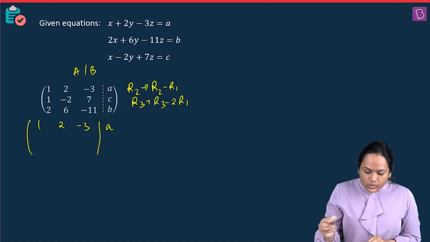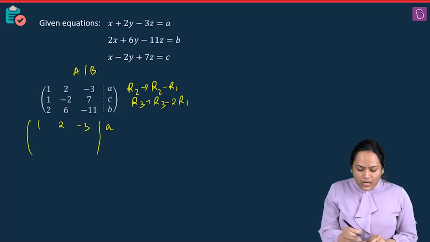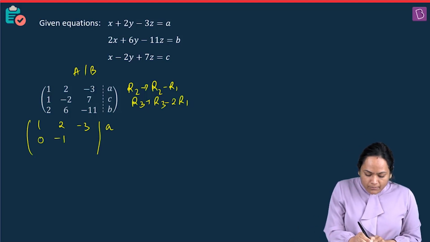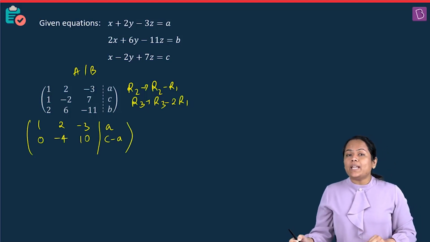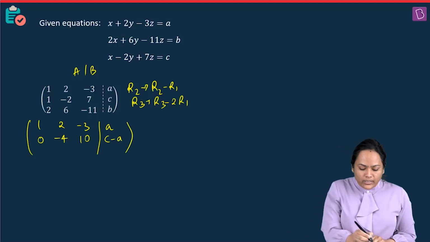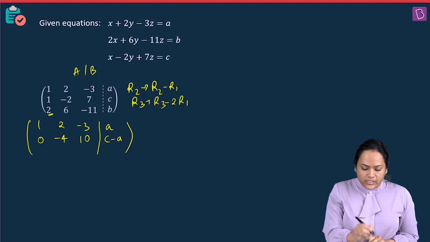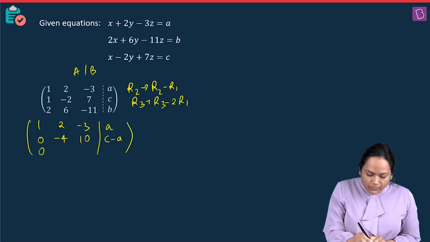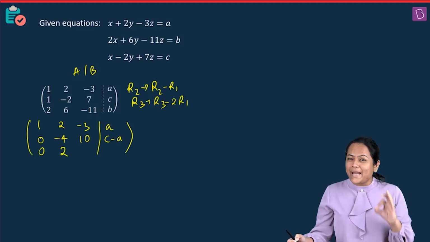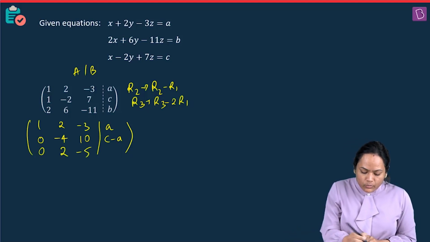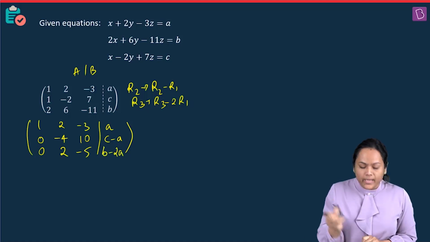My R2 is going to become, when I subtract R2 and R1, 0, minus 4, 10, C minus A. And when I write R3 minus 2R1, the first element is going to become 0. While the second one will be 6 minus 4, that is 2, minus 11 plus 6, the third element will become minus 5. And it's going to become B minus 2A.